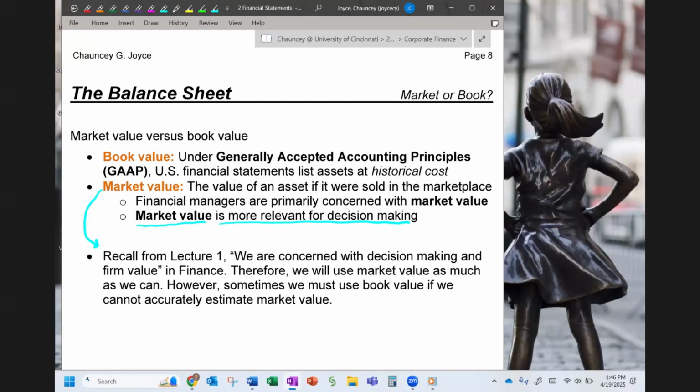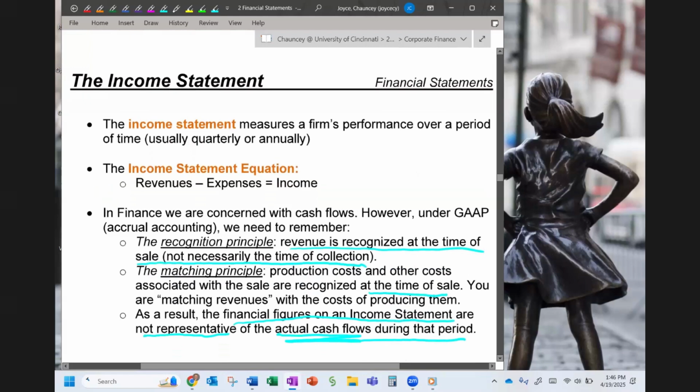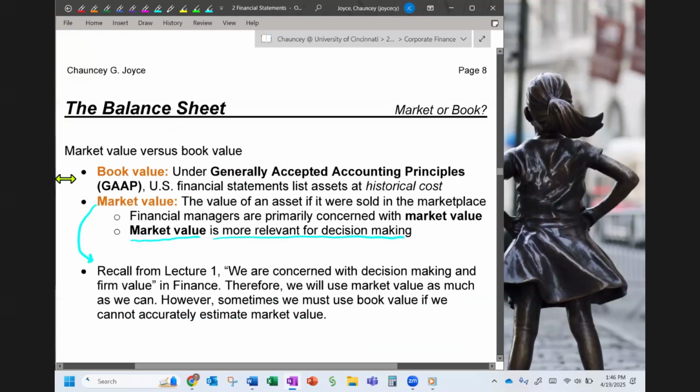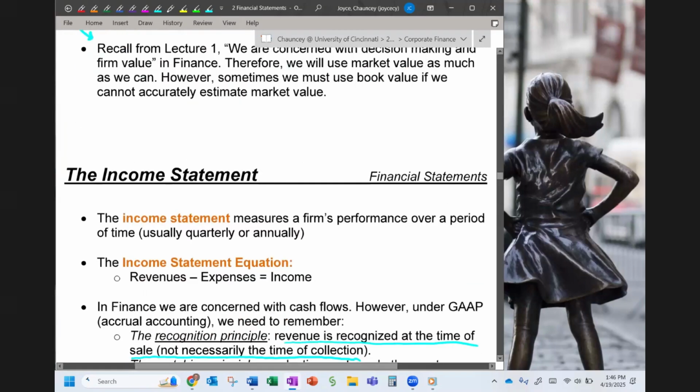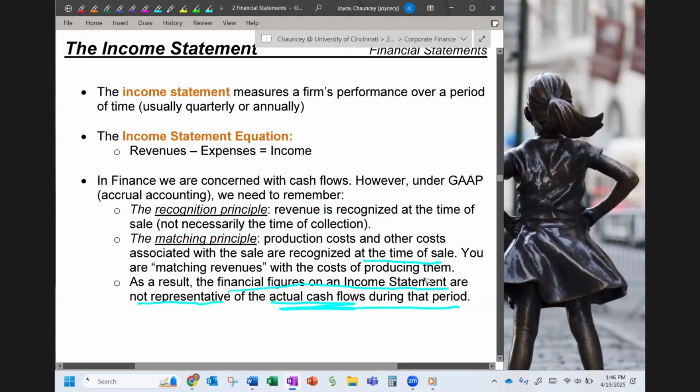Now we're going to move on to the income statement. An income statement measures a firm's performance over a period of time, usually quarterly or annually. And the equation we're going to use for the income statement is that revenues less expenses equals income or profit or net income or earnings. In finance, we concern ourselves with cash flow. We would like to just focus on cash flow.